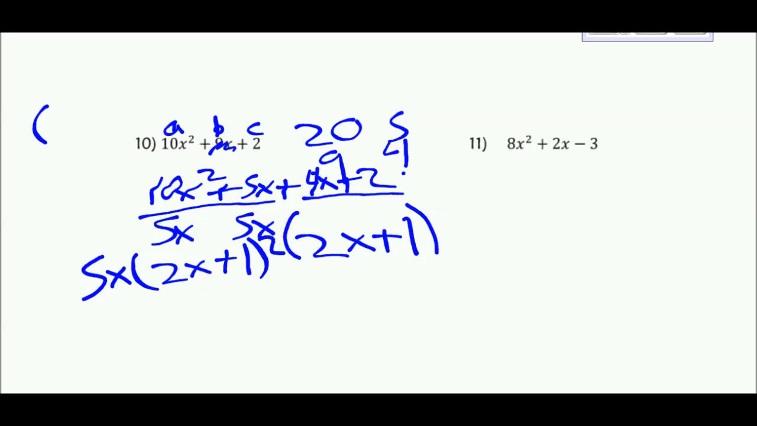So then 5x and then plus 1 plus 2 for your first parenthesis. And then your second parenthesis, which will be this number right here. So it would be 2x. Good. Good. And then that's the right one.